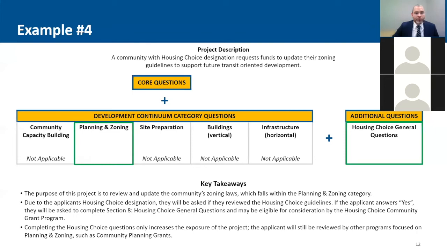In the Housing Choice General Questions section, the applicant will answer a series of eligibility questions, as well as additional questions about the community's implementation of Housing Choice best practices. The applicant must complete the section to be considered for the Housing Choice Community Grant Program.